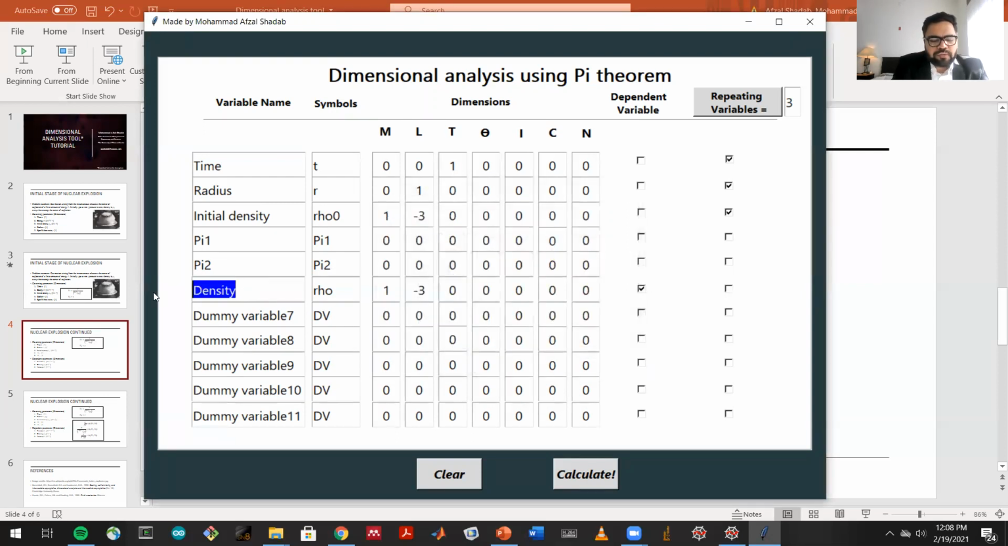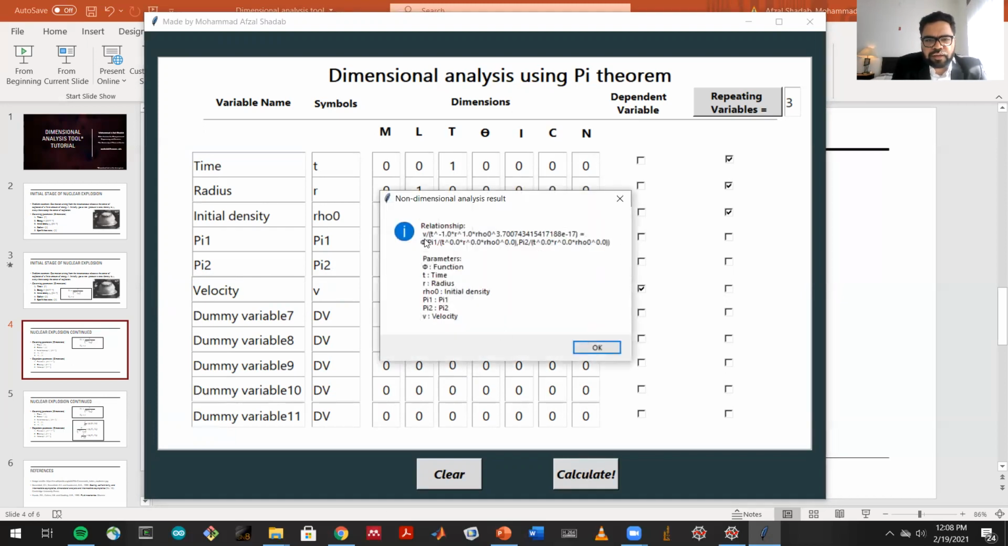You can change it to velocity, v, and we know velocity is L t^-1. And if you do calculate again, you can find that relationship to be v over r divided by t, and it is equal to phi, which is again a function of pi1 and pi2.